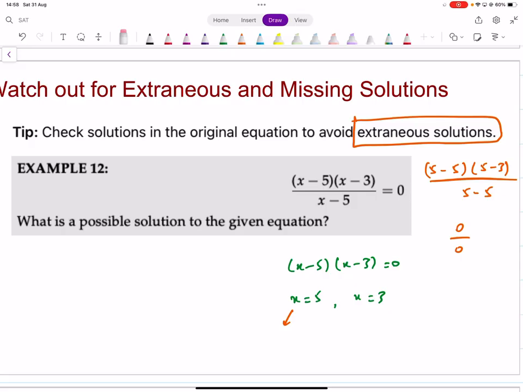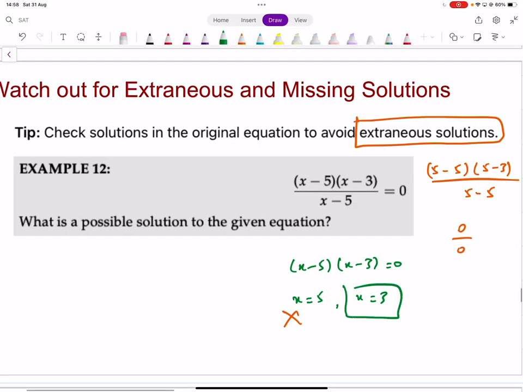Like in this case, x equals 5 does not work. This is an extraneous solution. An extra answer that does not work in the original equation. So the only answer is x equals 3. Only 3 is going to get you the mark there. Okay? Let's move on.